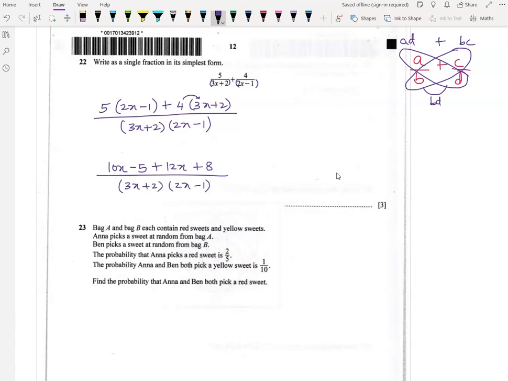2x minus 1. Now if you see in the numerator we have some like terms that can be combined. So 10x plus 12x will give you 22x, and minus 5 plus 8 is 3, and the denominator will keep the same, 3x plus 2 and 2x minus 1. Okay, we cannot simplify it further, so this is your final answer for number 22. Now moving to the last question, that is question number 23.